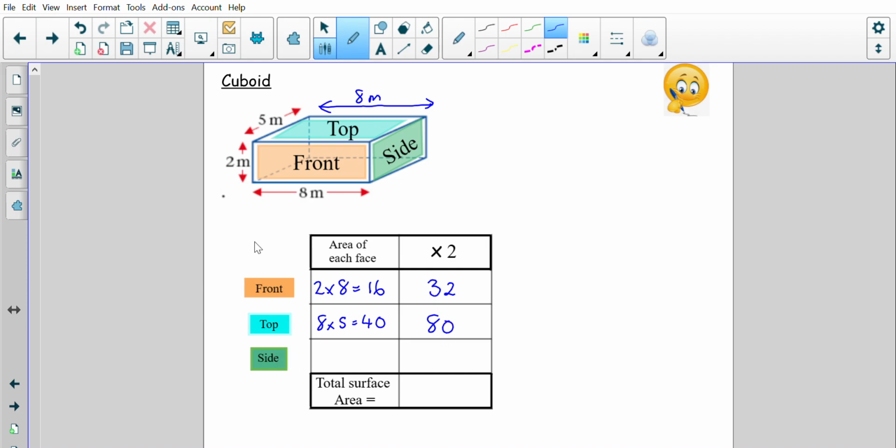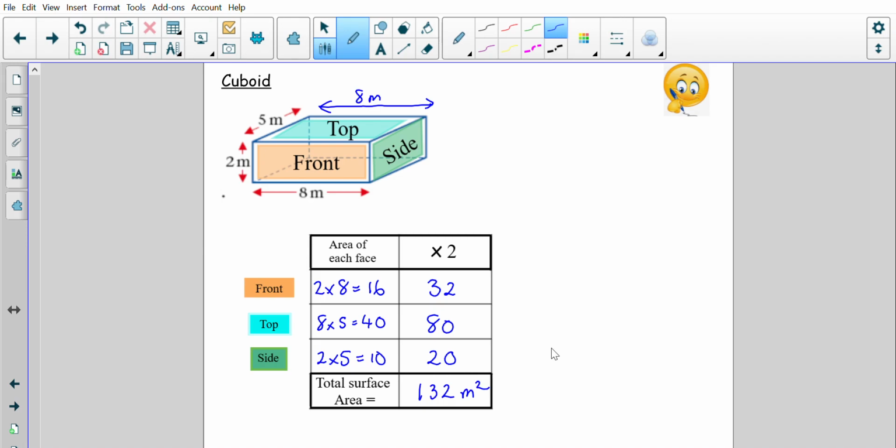And if I look at the sides, I can see the sides are 2 by 5. So I've got 2 times 5, which is 10. And again, the opposite side is the same, so that makes 20. And then to get the total surface area, I can add those up and I get 132. And this time it's metres, so metres squared.